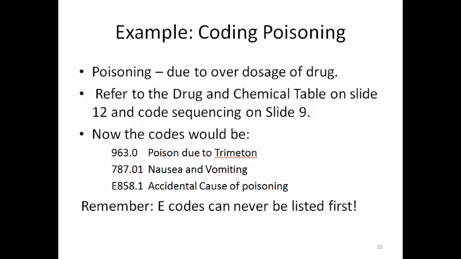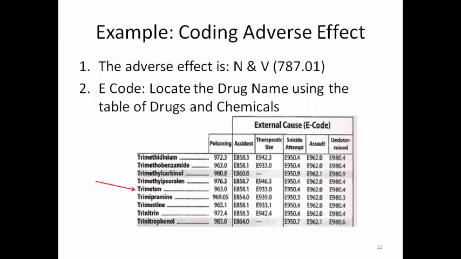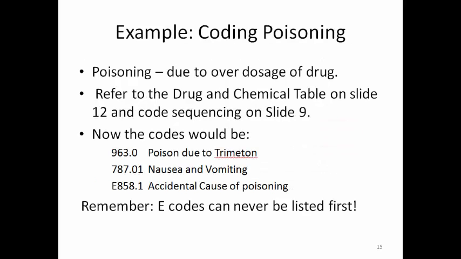So we refer to our drug and chemical table on slide 12 and also the code sequencing that we had on slide 9. Our proper codes would be 963.0. Remember that the first column on the table of drugs and chemicals, I'm going to flip back to slide 12, is the poisoning column, and that's what we use for our very first code in poisonings. So we see 963.0, and now we go to accidental use, which is E858.1. Those are our proper code assignments for poisoning due to Trimeton.